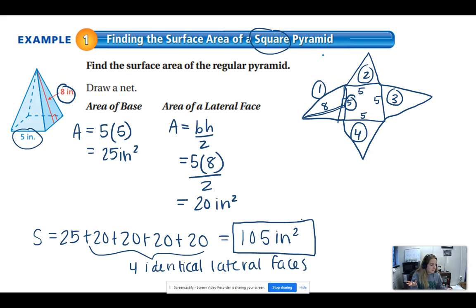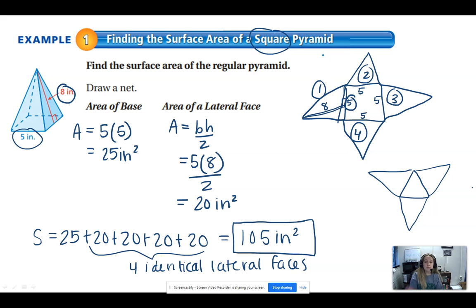You may be given a shape and it might give you the area of the base. Okay, if it does that, then all you have to focus on is the lateral faces. The most important thing that you pay attention to is the reason there's 4 lateral faces is because a square has 4 sides. If you had a shape, let's say a triangle, you would only have 3 lateral faces. So it depends on the shape of the base for how many lateral faces you have.